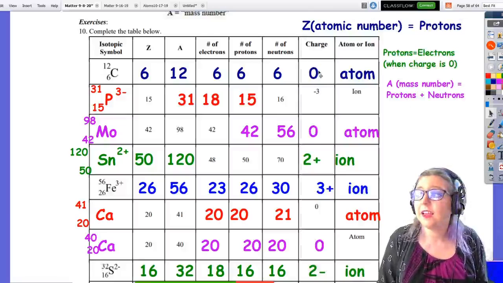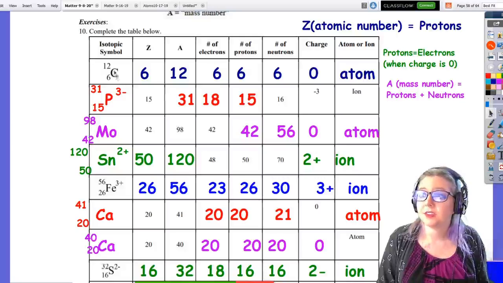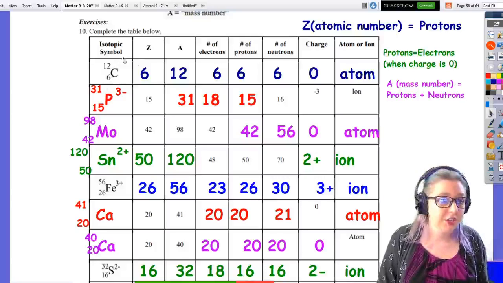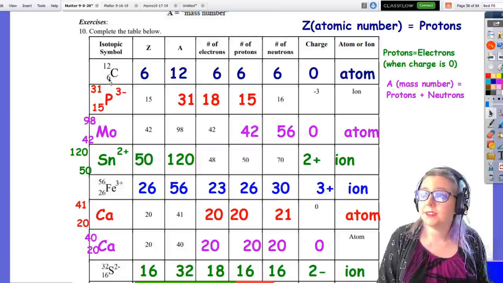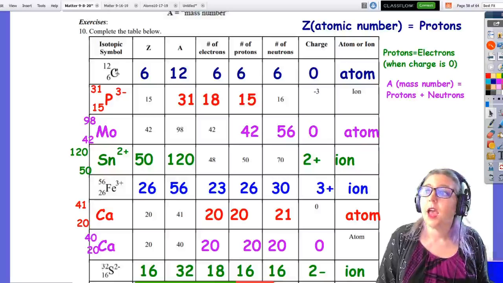That being said, I still went over the first two rows. So here I've got 12, 6, and carbon. There's no charge here. So my Z is the number on the bottom. So that's my 6, my atomic number. 12 up here is my mass. So my A is 12. If I know that my atomic number is 6, that tells me my protons are 6.